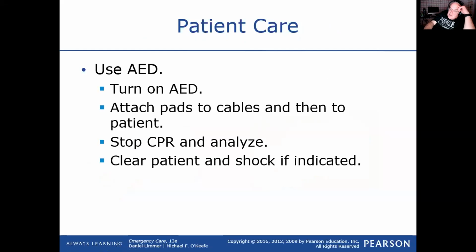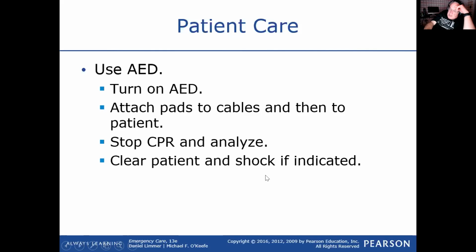To use an AED, you just need to turn it on, and it's going to talk you through every step of the way. So you don't have to worry about it. It's going to tell you to expose the chest and put the pads on. As soon as both pads are on, it's going to say stop CPR, analyzing, and it's going to decide whether or not it needs to shock.